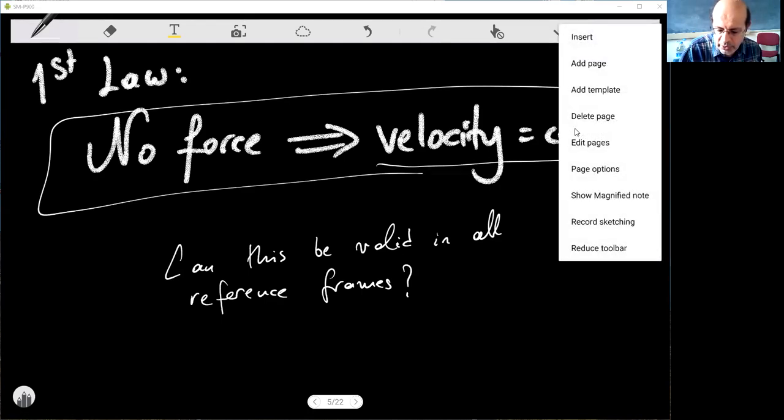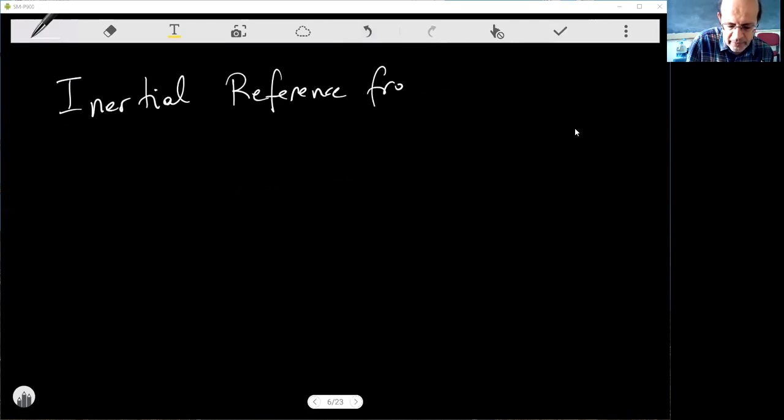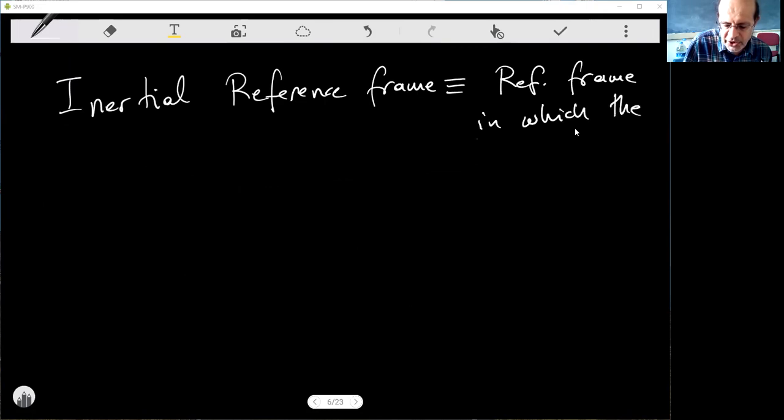So I'm just going to define this. I'm going to add a page in here. We just call these inertial reference frames. I just defined this as a reference frame in which the law of inertia is satisfied.